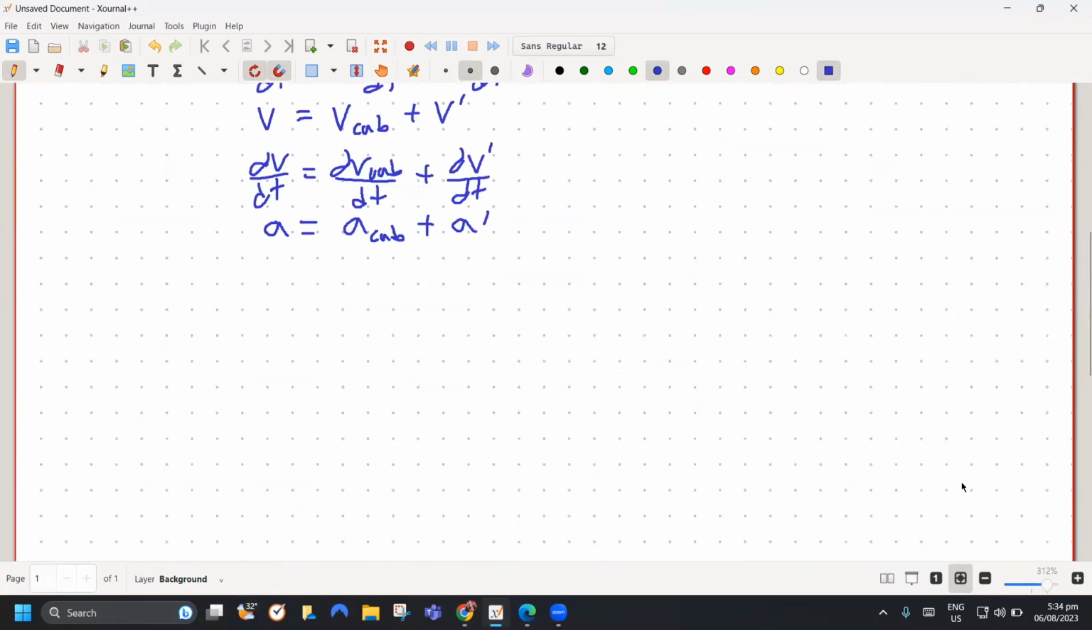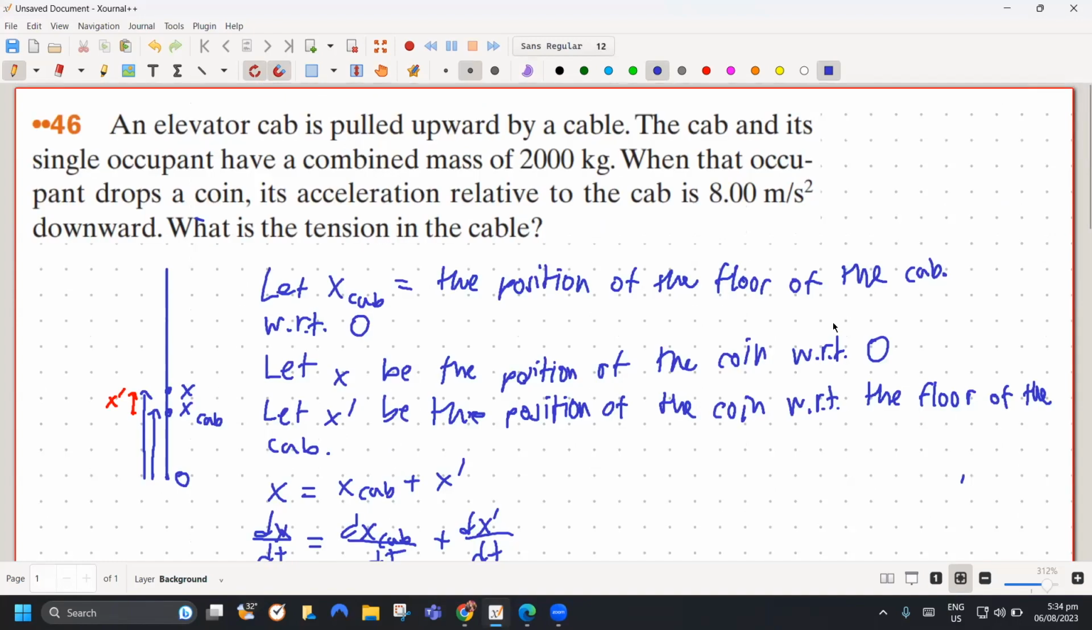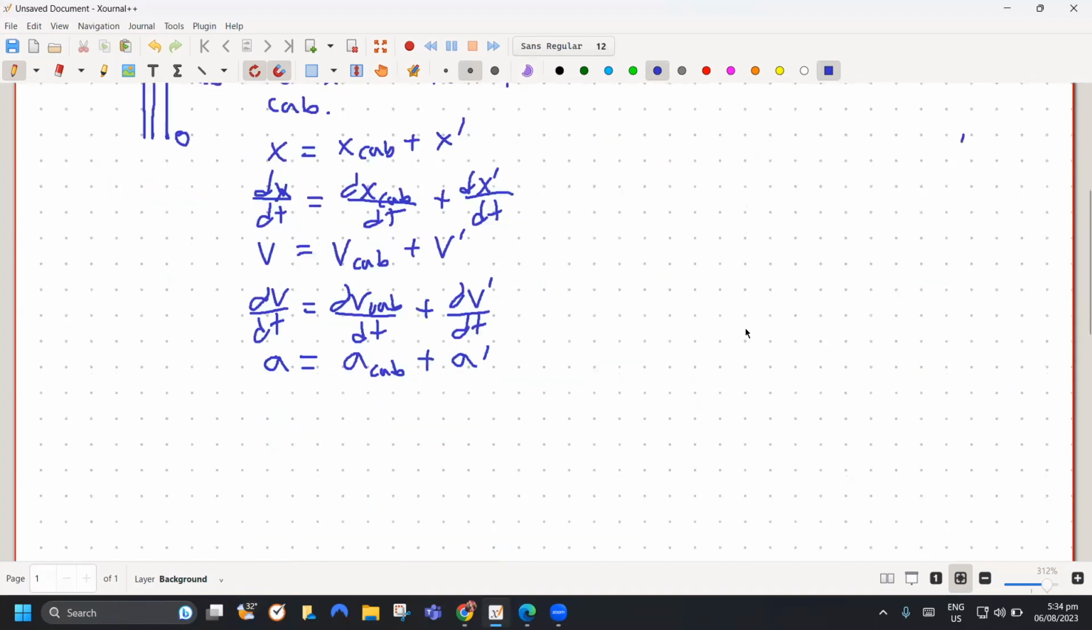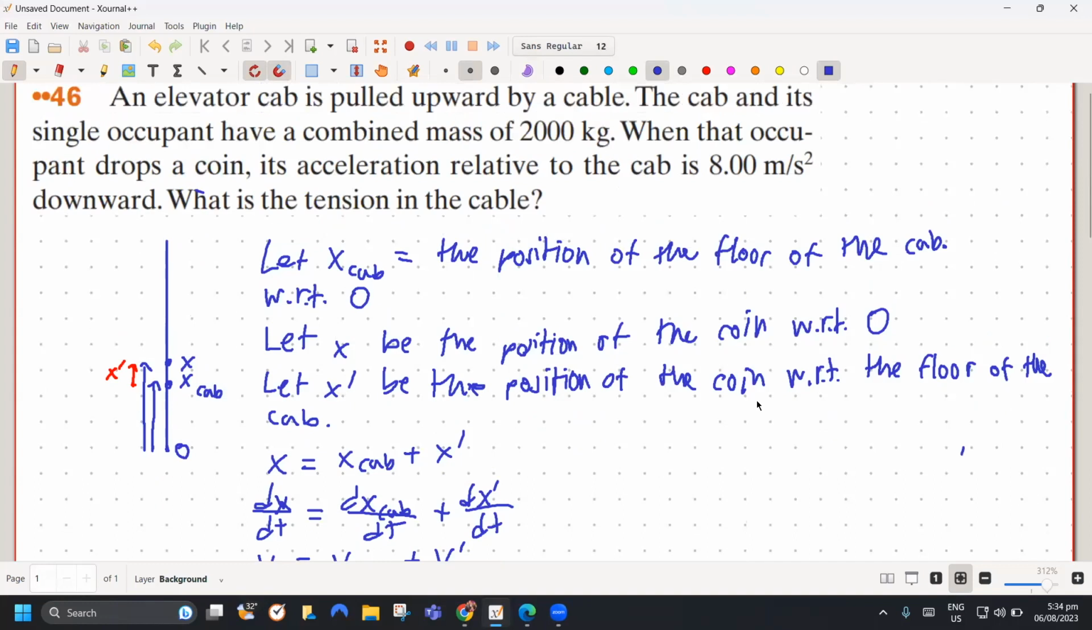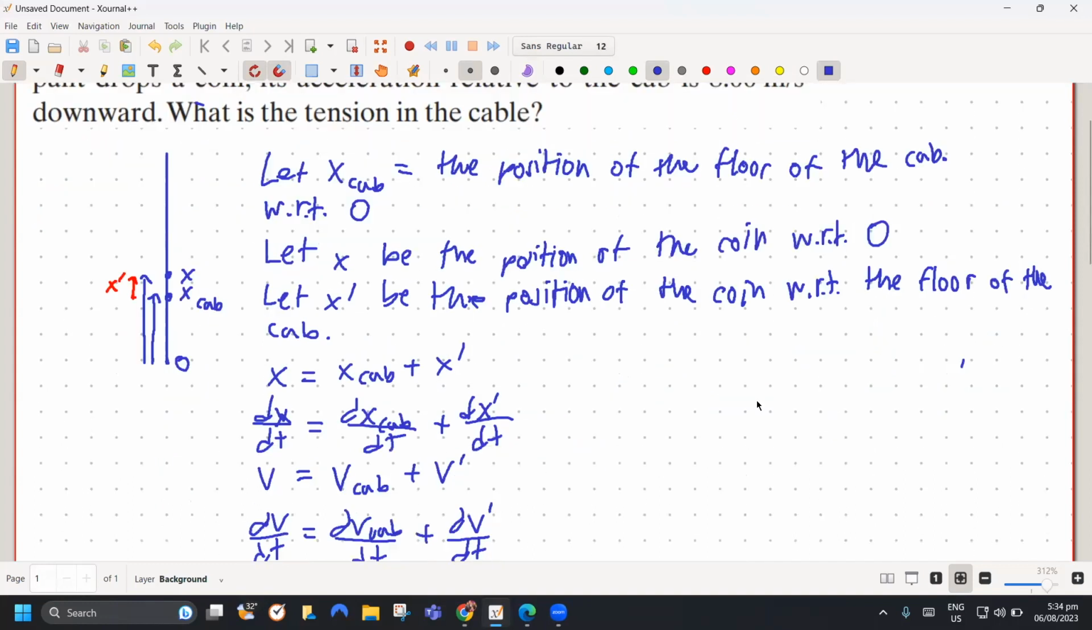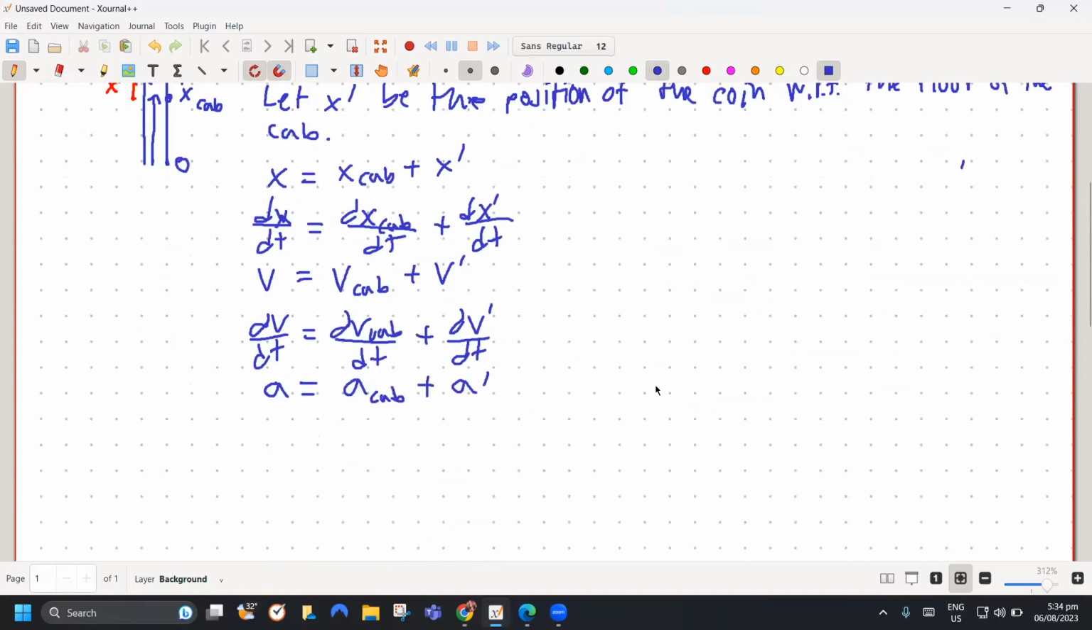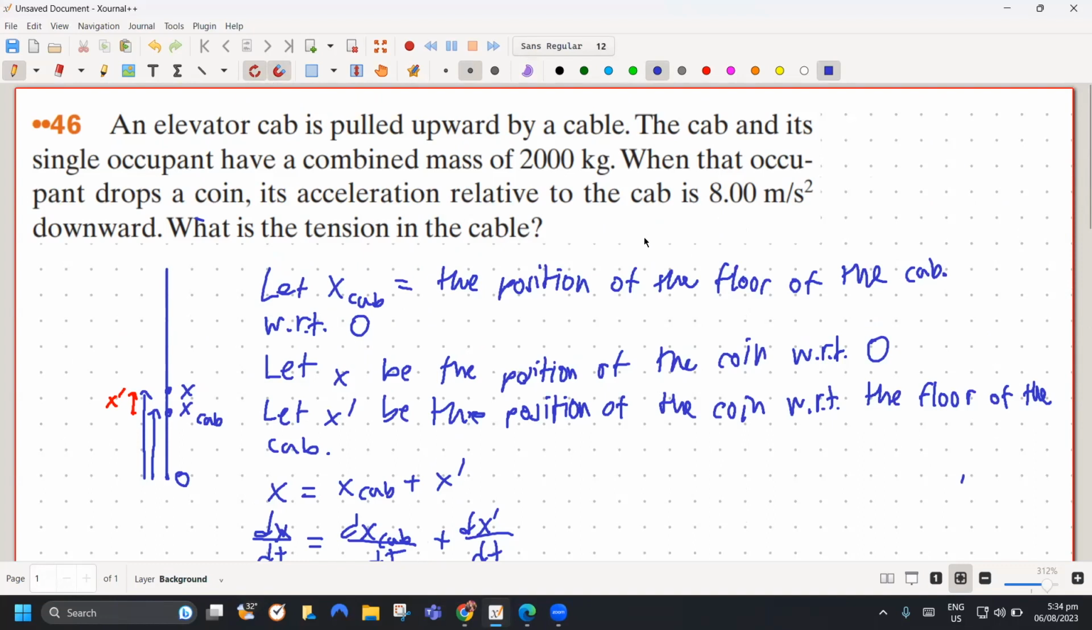Teka, basahin mo ulit. When the occupant drops a coin, its acceleration relative to the cab. Okay, so, ano yung alam natin? A prime, or A cab? Position of the coin. A prime po. Okay, what else do we know? Mass ng cab po.